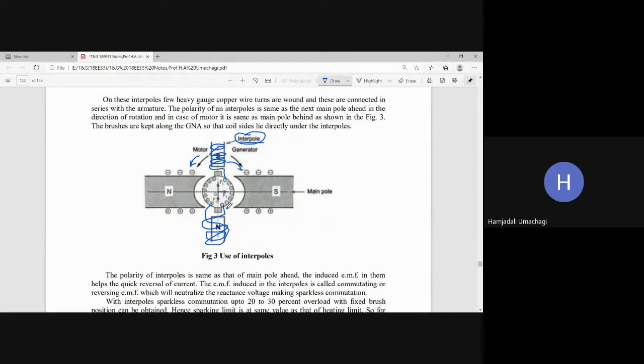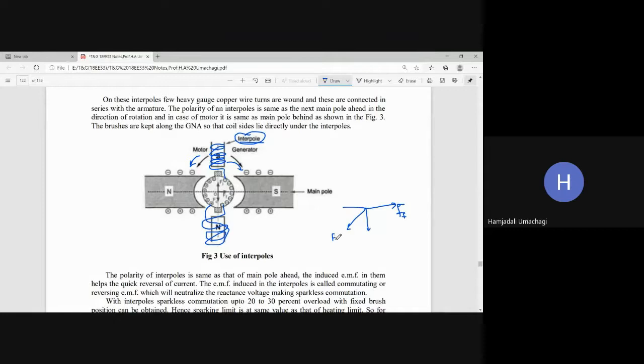So you can see that the interpoles are not only going to nullify the reactance voltage, the other function of interpoles is that they are going to improve the armature reaction also. In the armature reaction, we have seen there are two components. Which are those? So this is my main field. This is my FF, the flux due to the main field winding, and this is the armature reaction component.